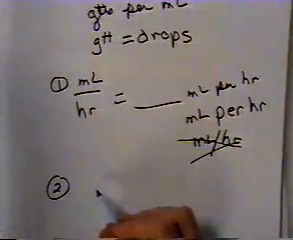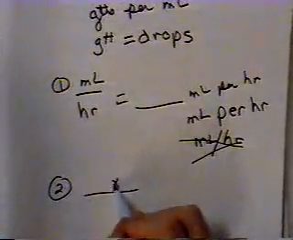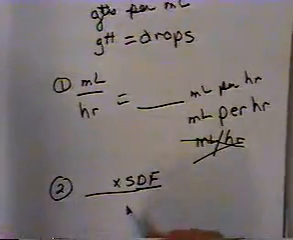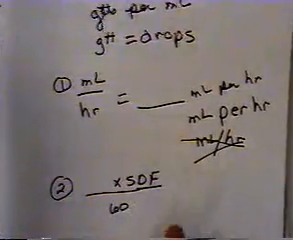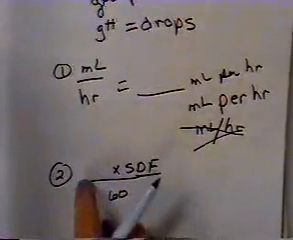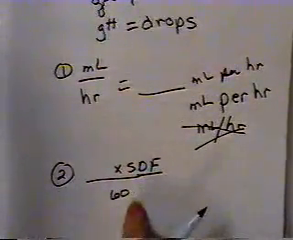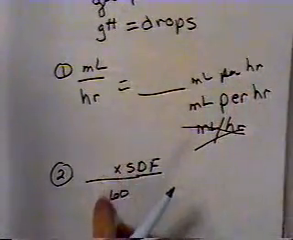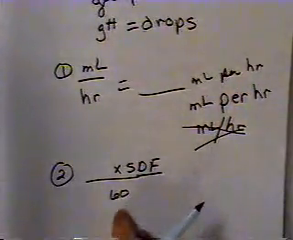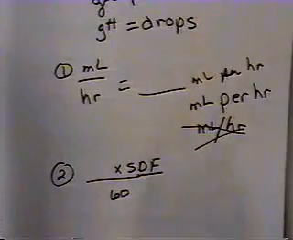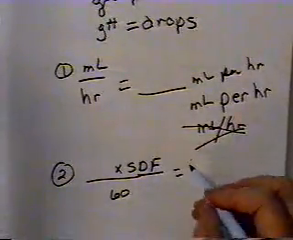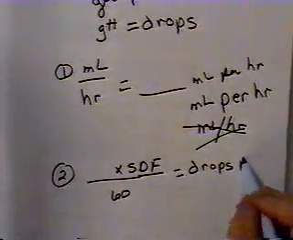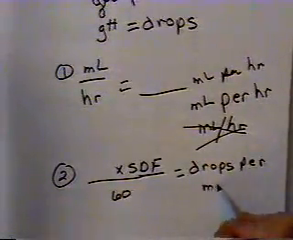Then you take that answer, multiply it times the SDF, which is the standard drop factor, and you divide by 60. It's always times the drop factor divided by 60, because this answer is in hours. When we divide by 60, it's now in minutes, and this answer is now drops per minute.